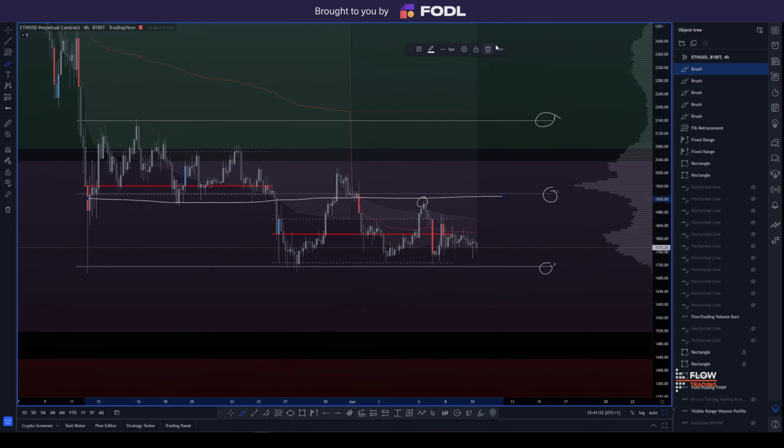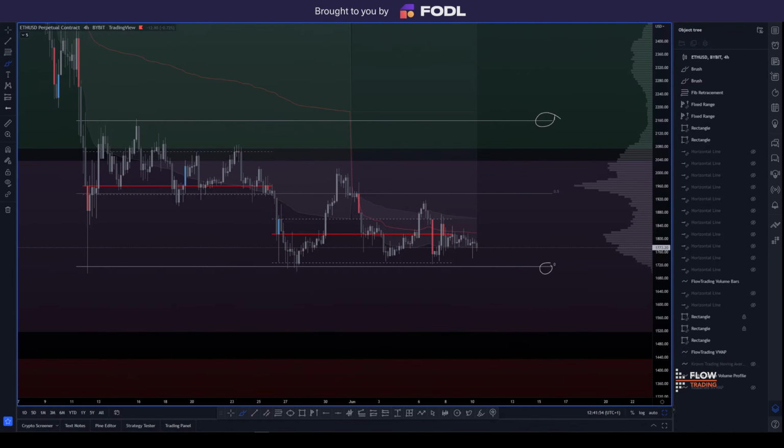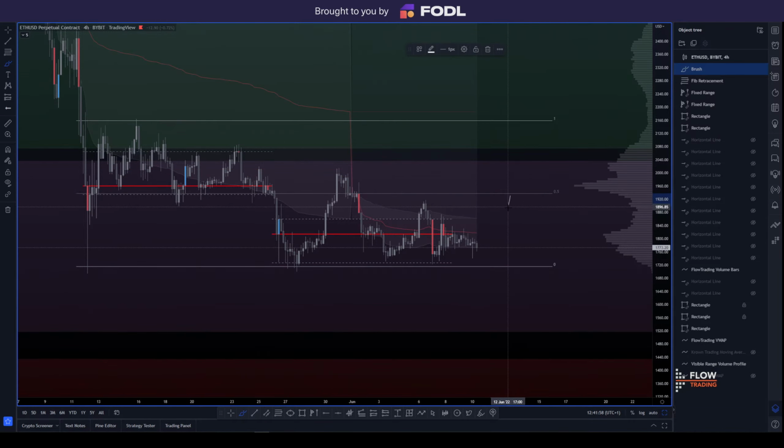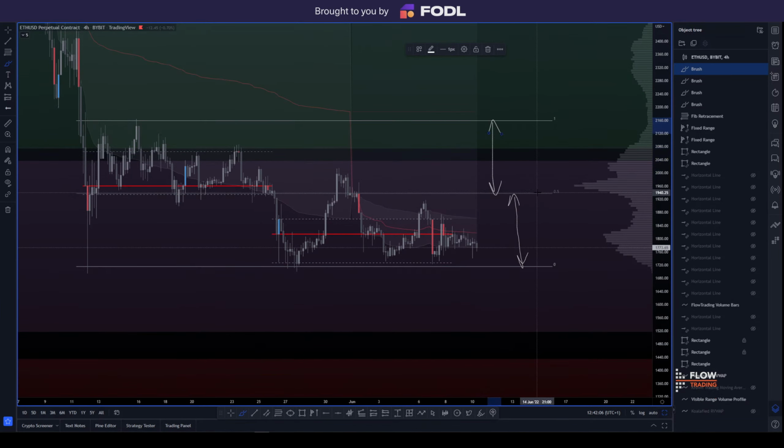So right now, just to simplify this, we've got two little ranges here. Got a range here, we've got a range here. So can we break above 1940? If we break above 1940, 1950 or something like that, there's a strong possibility that we go and retest the range highs and potentially the range low of the previous balance.